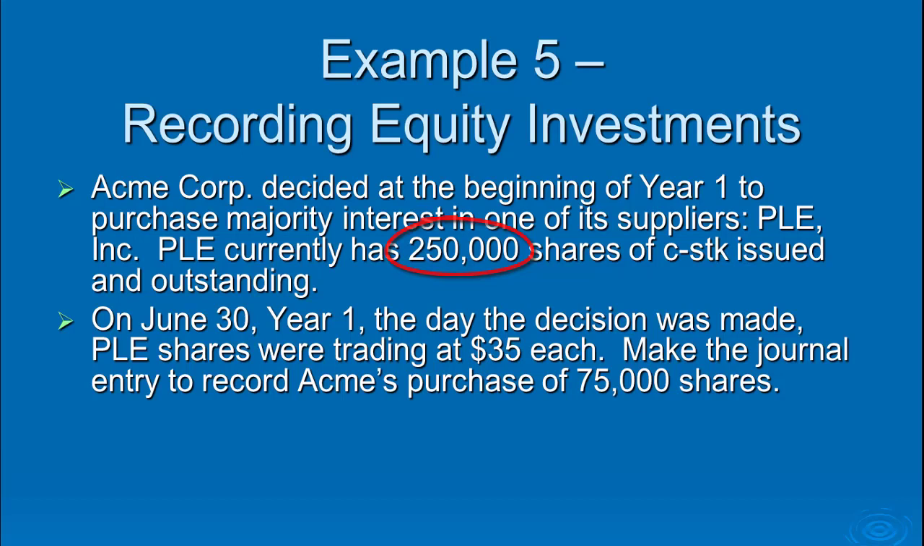Now, before we go on to the rest of the problem, how many shares of stock does Acme have to buy before they can treat this as an equity security? Remember, it's based on percentage. We would need to own 20% of this 250,000. So 250,000 times 20%, we would need to own 50,000 shares in order to cross that 20% threshold.